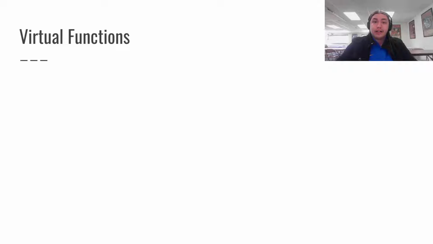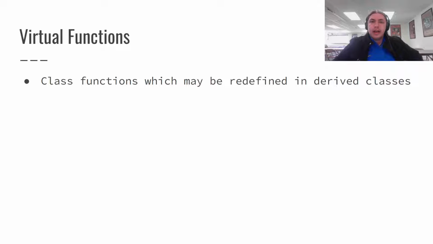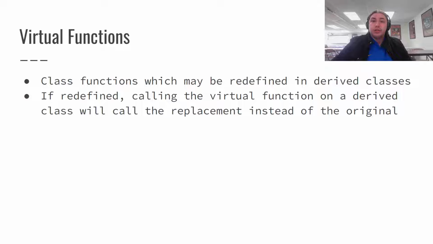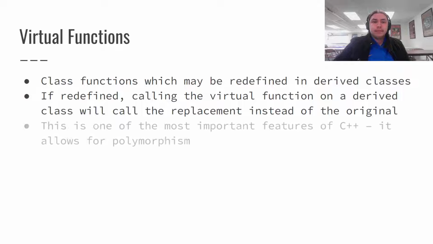Now, how do we do that? Well, we do that in C++ using something called virtual functions. And these are class functions which may be redefined in derived classes. Maybe, as in they can be, they are allowed to be, but they don't have to. And if they are redefined in a derived class, then calling the virtual function on an object of that derived class will call the replacement instead of the original that was defined in the base class. If it was defined at all, anyways.